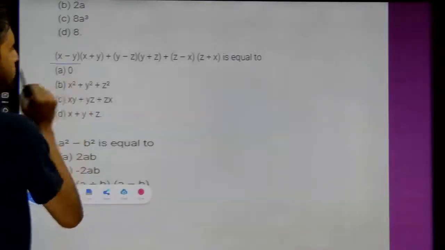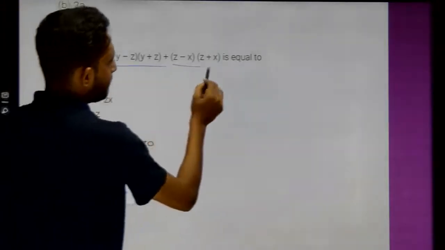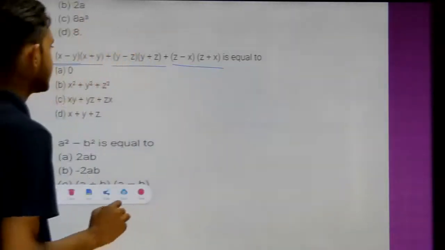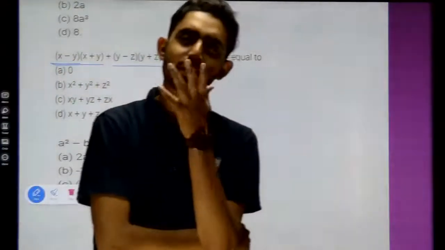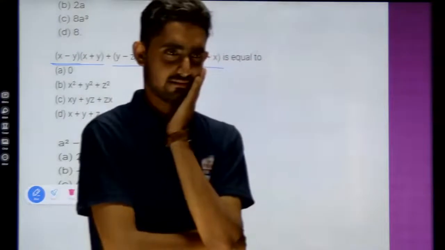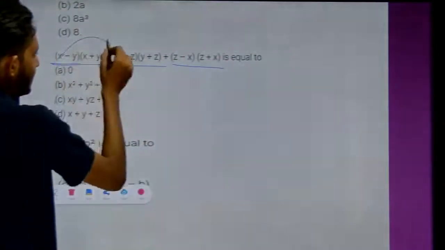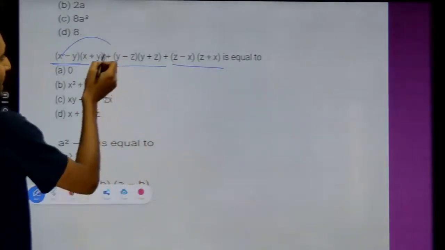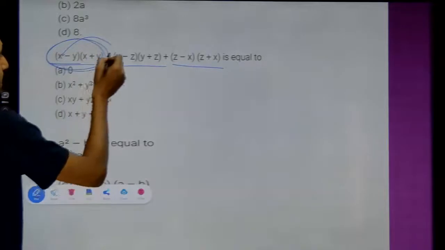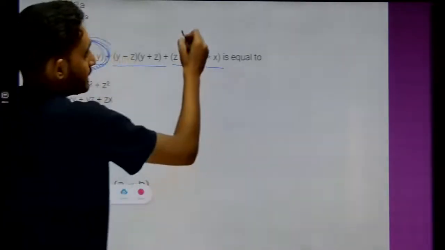Now tell me, students, what is the answer of this question? Yes, tell me fast. (x minus y)(x plus y) plus (y minus z)(y plus z) plus (z minus x)(z plus x) is equals to what? Very fast. You did not even solve it and you gave the answer. Multiplying this much takes time. How did you solve it? I don't understand.